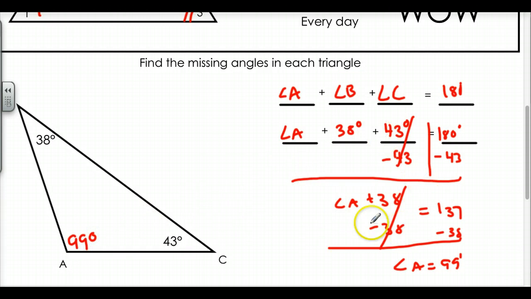Now, this is the complicated way to do it. There's an easier way. All you have to do is take 180 and subtract the two other angles. So if I take 38 and 43 away, guess what I get? That's right, 99 degrees. If you ever know two angles in a triangle, all you have to do is subtract them from 180, and that will tell you your third missing angle.